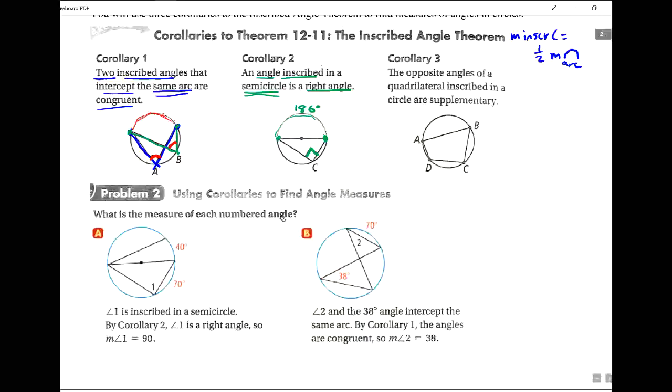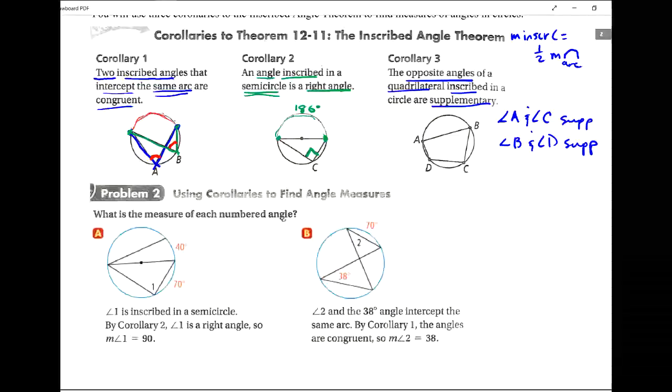And this third one here, we also learned this up above. The opposite angles of a quadrilateral that's inscribed in a circle are supplementary. So angle A and angle C are supplementary, and angle B and angle D are supplementary.